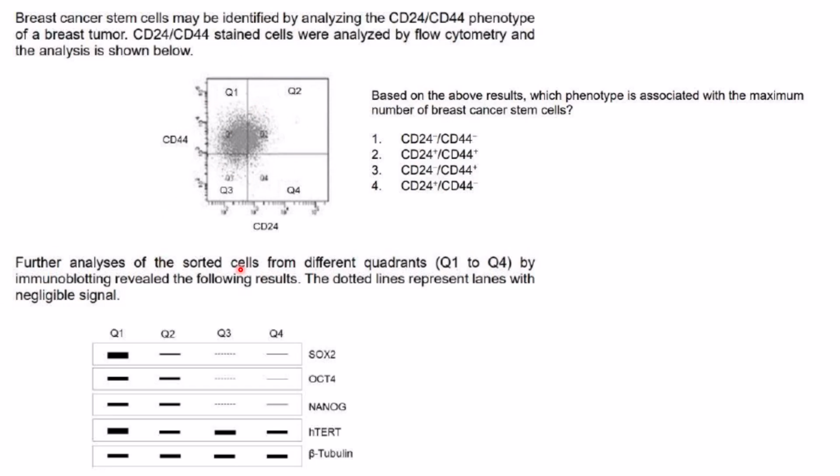Then they further analyzed some cells from different quadrants, that is Q1, Q2, Q3, Q4, and they immunoblotted, and this is the result they got. The dotted lines represent lanes with negligible signal, so the signal intensity is very low for these particular markers. Based on the above result, which phenotype is associated with the maximum number of breast cancer stem cells? You have to find which one is associated.